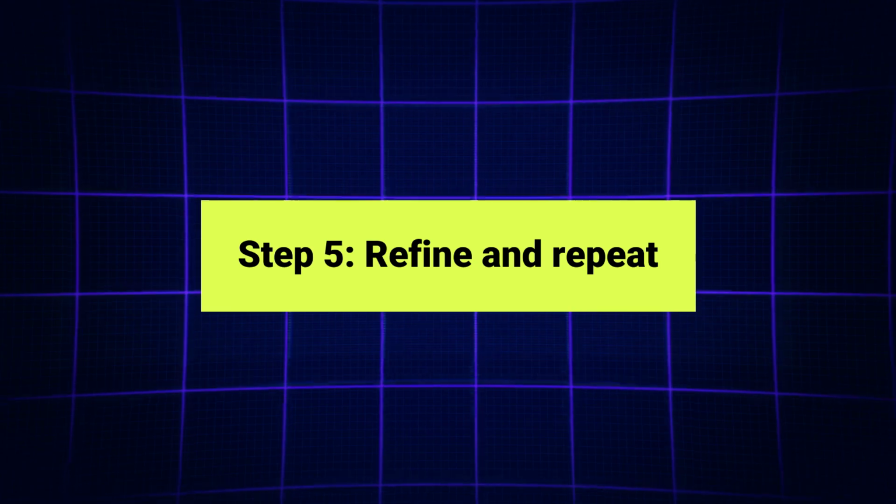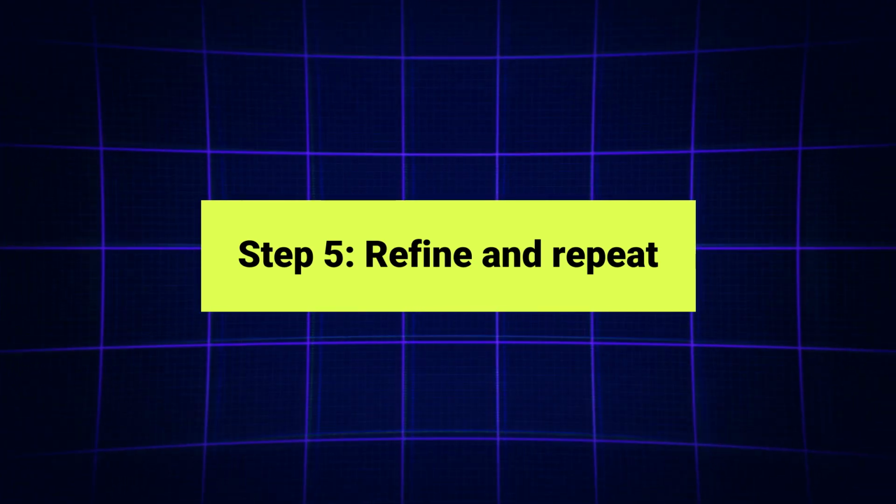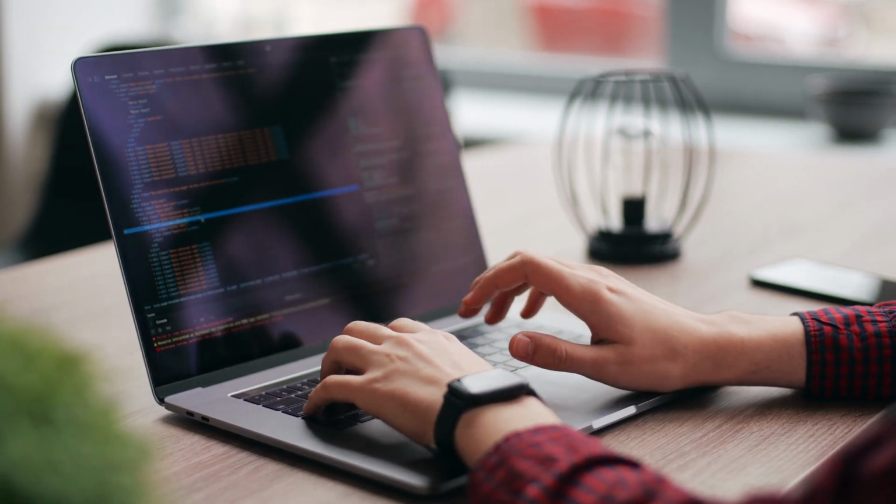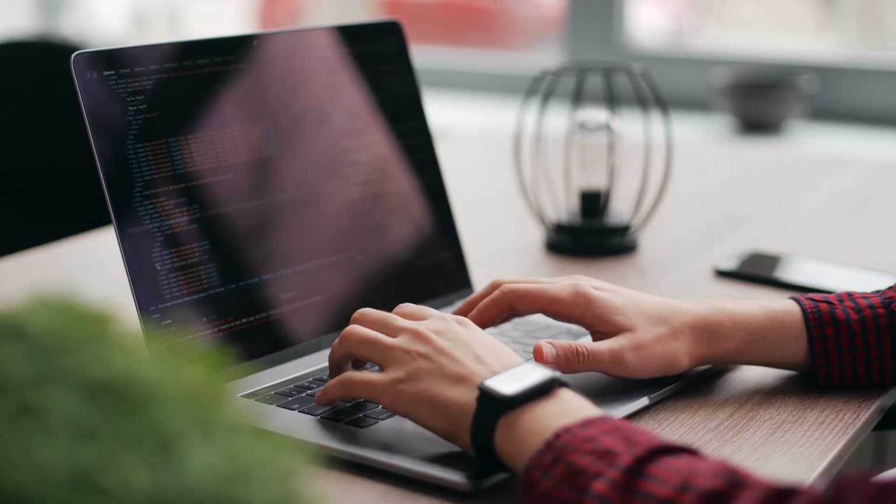Last is refine and repeat. Sometimes the AI might still drift slightly. That's normal. If the face isn't perfect, go back, adjust your description, and try again. Once you find the right balance, you'll be able to repeat the process smoothly every single time.